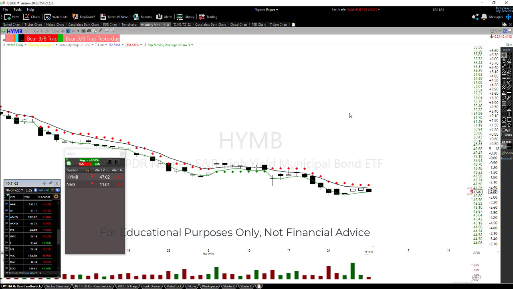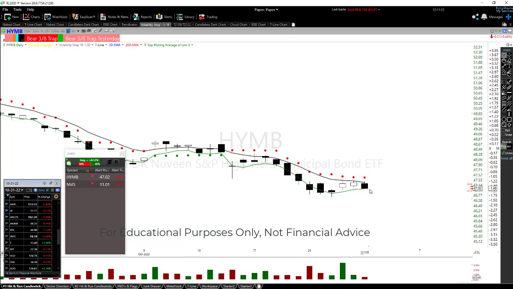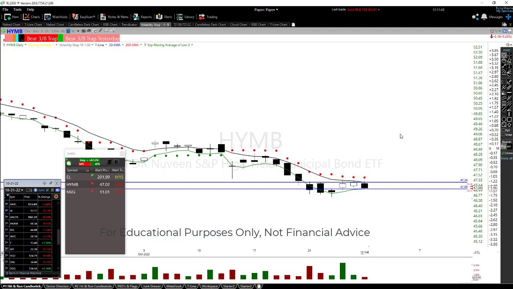There we go. HYMB. Kind of looks like that other chart. Once again, we're between the T line and the 3 EMA. We're below the volatility stop. You can see the volatility stop is red. I don't know how to make it any easier.